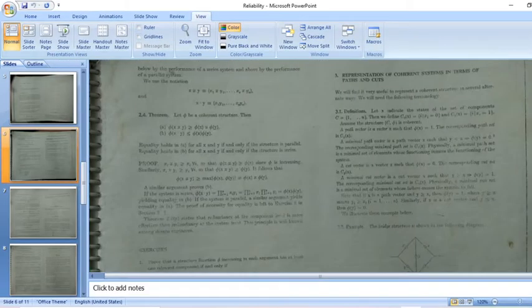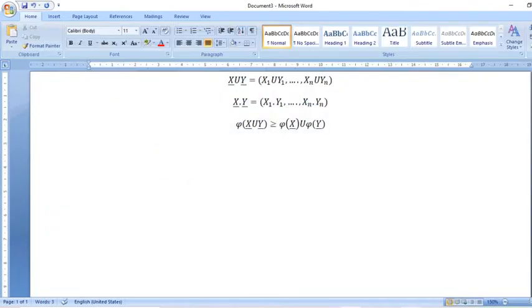Okay, phi of x union y greater than or equal to phi of x union phi of y. This is component wise parallel connection. This means we are connecting spare components in parallel to each component. The spare is connected to the nth for the nth component. The spare yn is connected with xn parallelly. Okay, so this is component wise redundancy. This is called component wise redundancy.